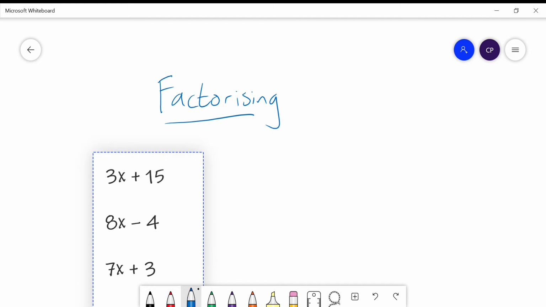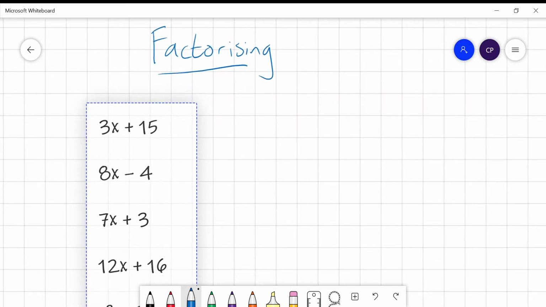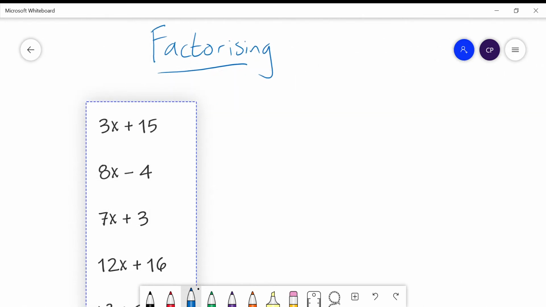Today we are recapping factorising. It's something we did a while ago, and therefore it's something we need to remember and keep revisiting to make sure we don't forget it. Factorising is about finding a factor that's in both terms that we can take out.